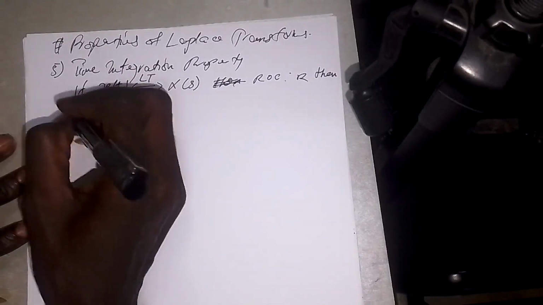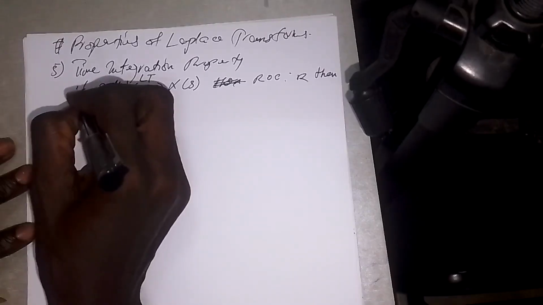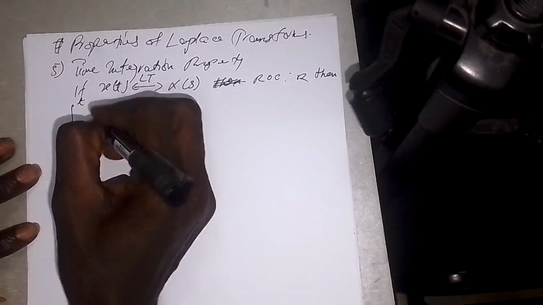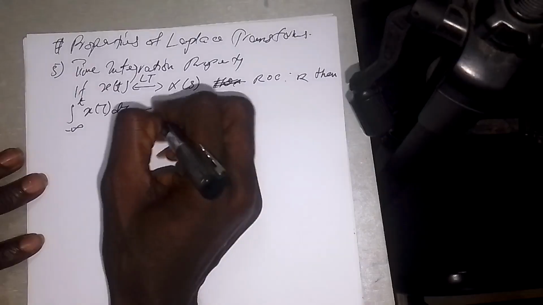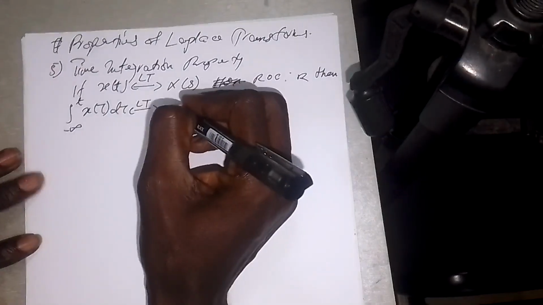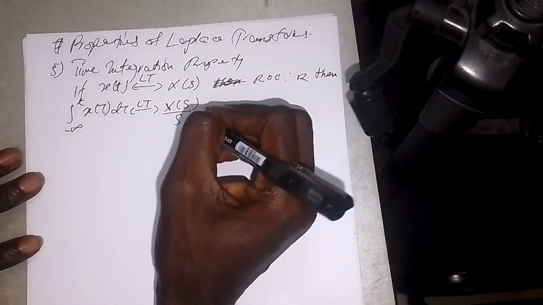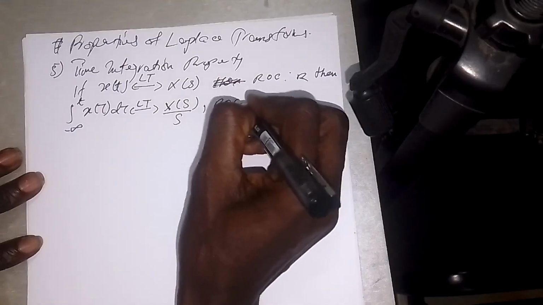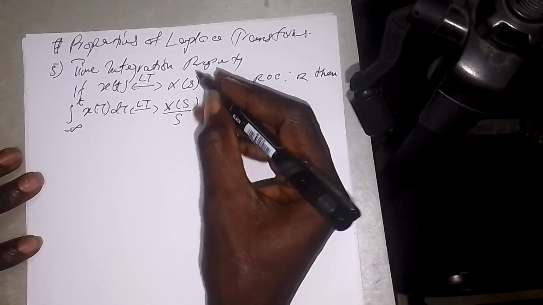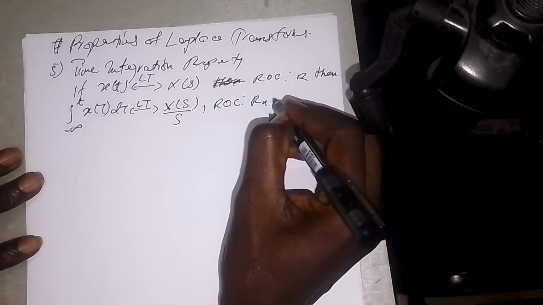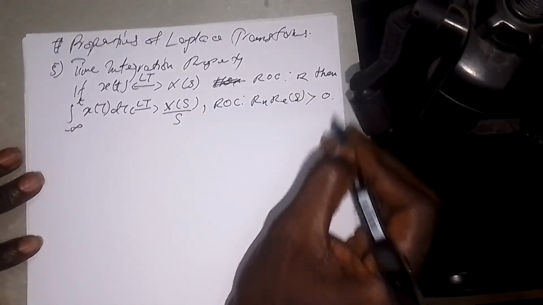With the time integration property, if I integrate from minus infinity to the current time t, x of tau d tau, it will have a Laplace transform of X of s over s. The ROC here is going to be R intersection the real part of s greater than 0.